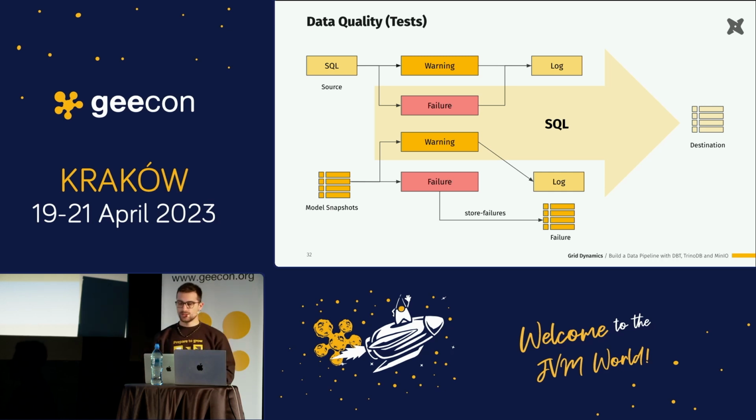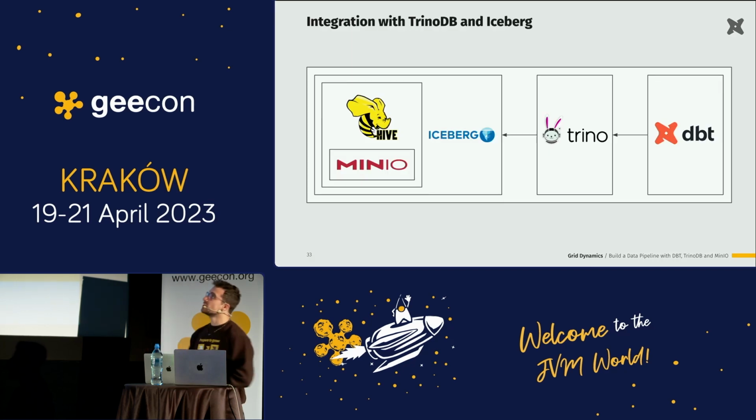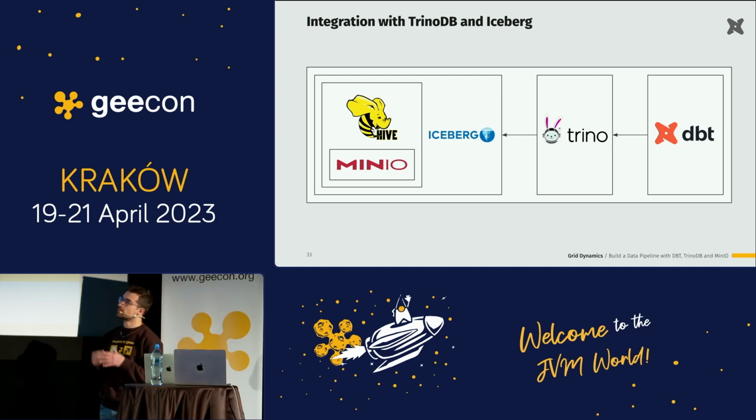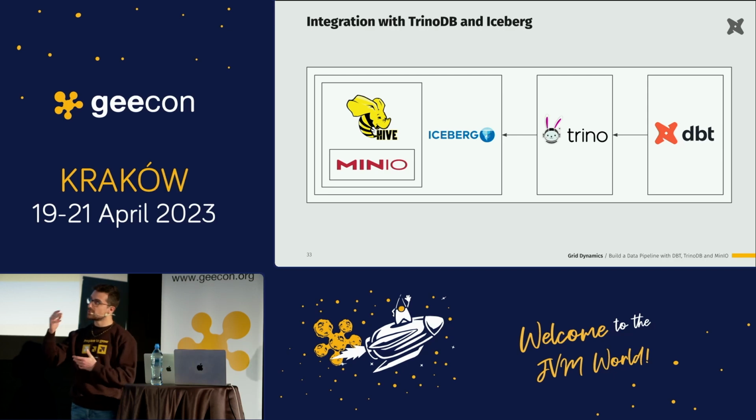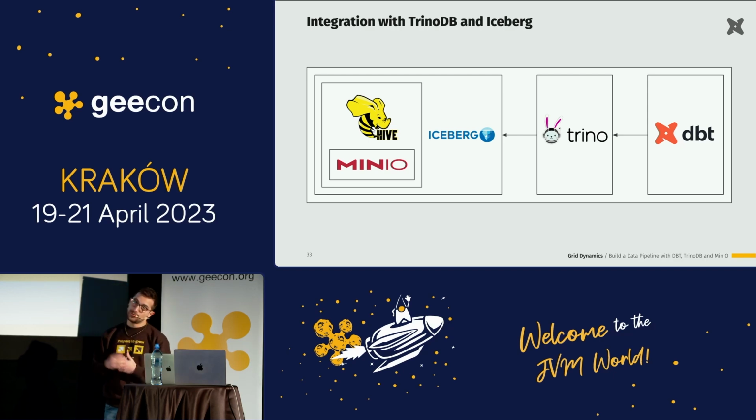All right, here is actually how our platform looks from the main core standpoint. As you can see, we have MinIO on the bottom, Hive as our metastore, Iceberg as our data lake, Trino as the main core, as I said, and DBT.